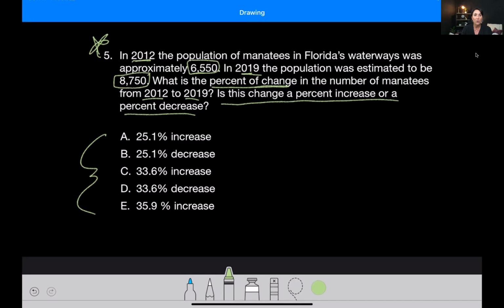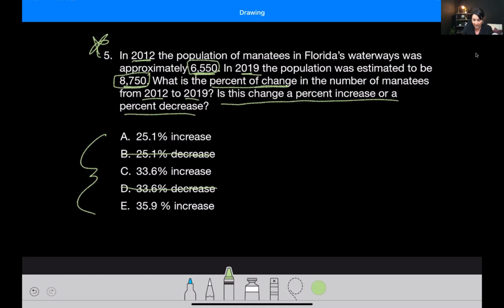Well, right away, I know that there was an increase, right? Because I was at 6,550 and now I'm at 8,750. So I can eliminate any answer choice that says decrease, because we didn't decrease, we increased. Went from 6,500-ish to 8,700-ish. So decrease is out, decrease is out. Now I'm down to 3 answer choices, A, C, or E. Makes it much easier. Now what I need to do is find the difference in manatees, because I have to figure out the percentage increase.